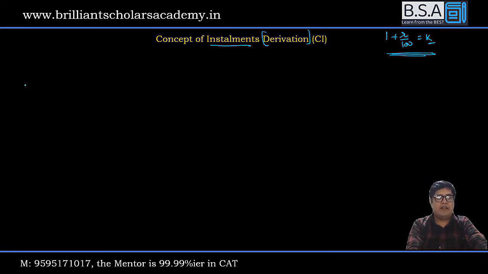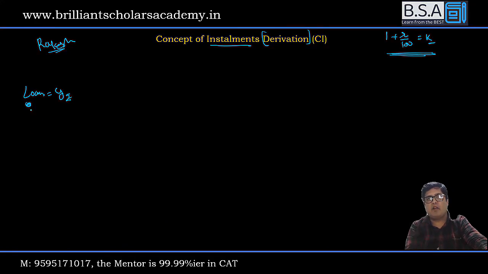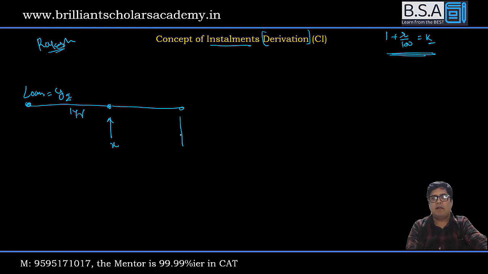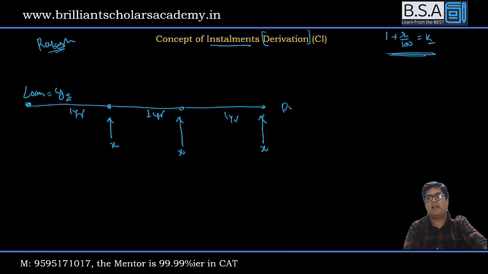Now, let us say somebody named Rakesh goes to the bank and takes a loan. Once a loan has been taken for Y rupees, the immediate payment is called down payment. I'm not considering down payment right now. The first payment is made after 1 year. The second payment is made after 1 year. The third payment is made after 1 year. And here we say we are done with the loan.